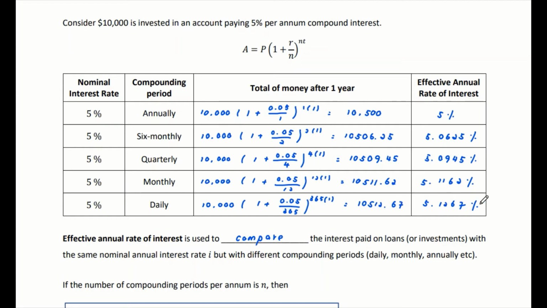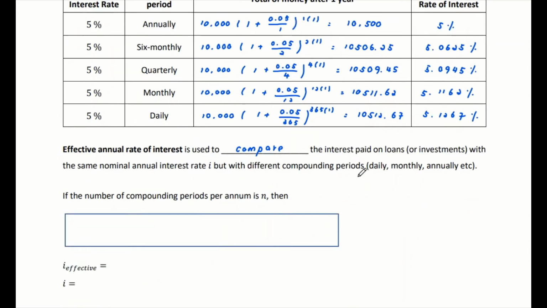Later in the example, we are going to look at different nominal rates of interest that are very close to each other and whose compounding periods are different. In that case, it will be important for you to find out the effective annual rate of interest so you know which one gives you the higher return. Alright, okay, so now we are going to generate the formula from what we have done here as well.